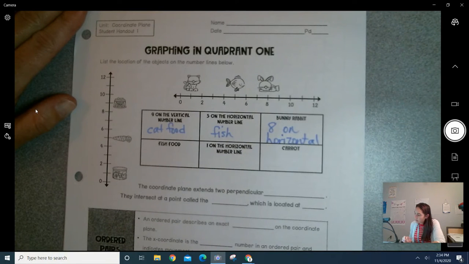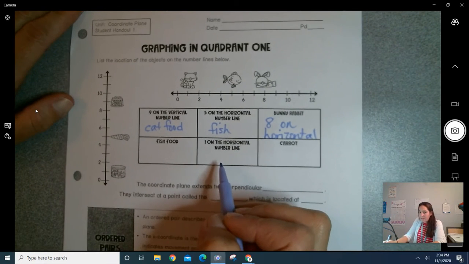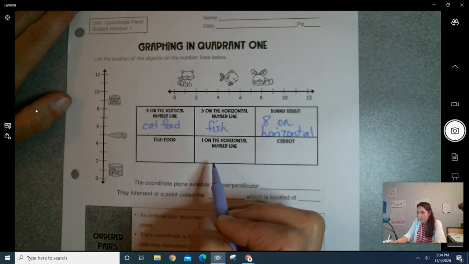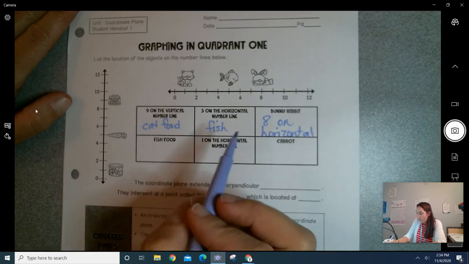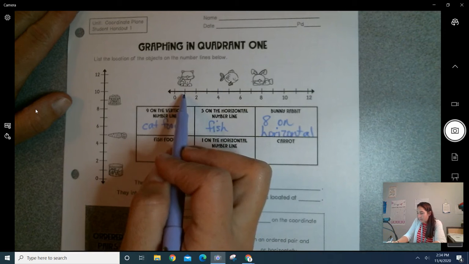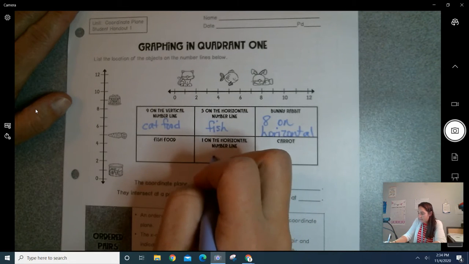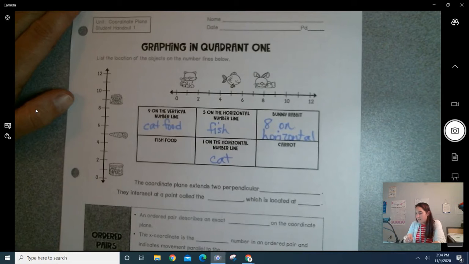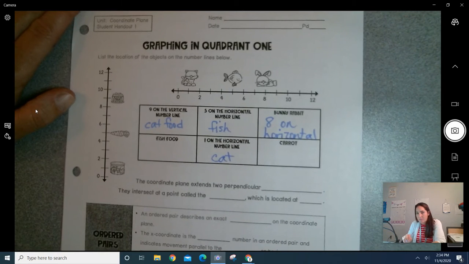I am going to do this middle one, and then I want you guys to try the other two, and then we'll check it. So at 1 on the horizontal number line, we find a cat. So I will just put cat here. You guys do the other two, and we'll check those.